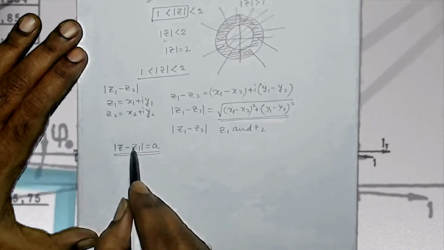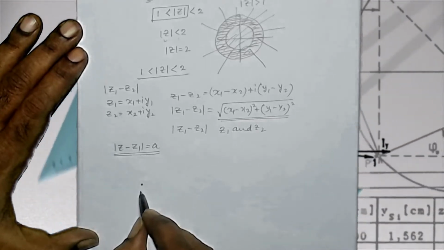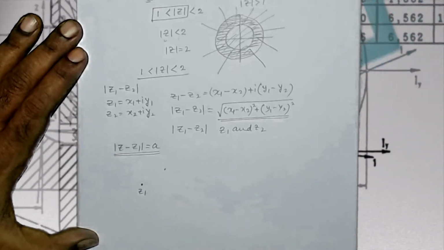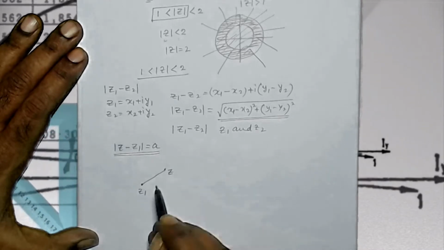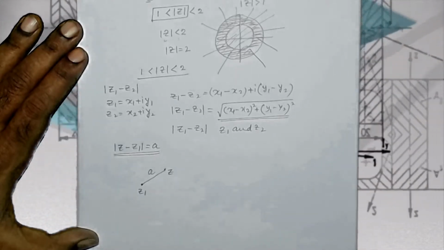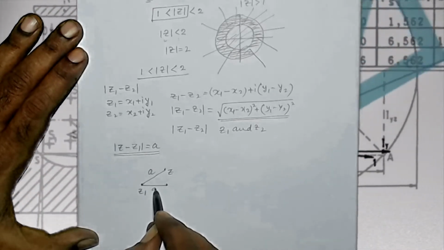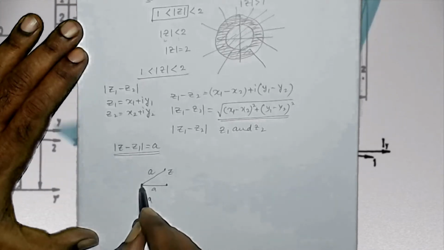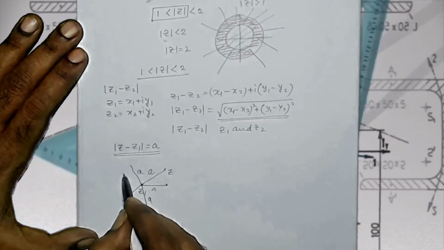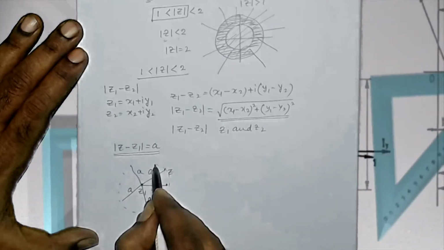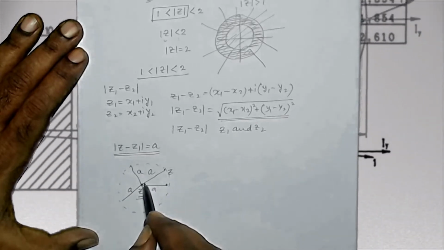Modulus of z minus z1 is basically the distance between z and z1, where z1 is a fixed point and z is a variable point moving on the plane, in such a way that the distance between z and z1 is always a. Therefore, the locus of z will be what? It can come here, this distance is a. It can come here, the distance is a. Everywhere the distance is a. Okay, so z is moving on the circumference of a circle whose center is at z1 and radius is a.